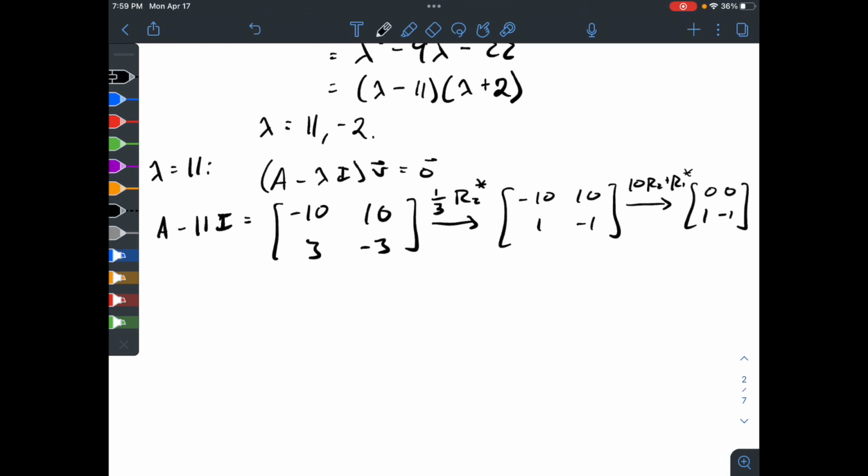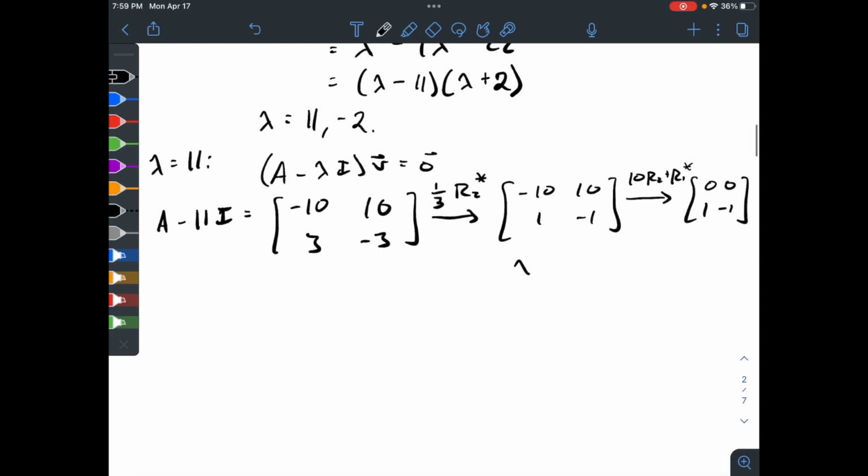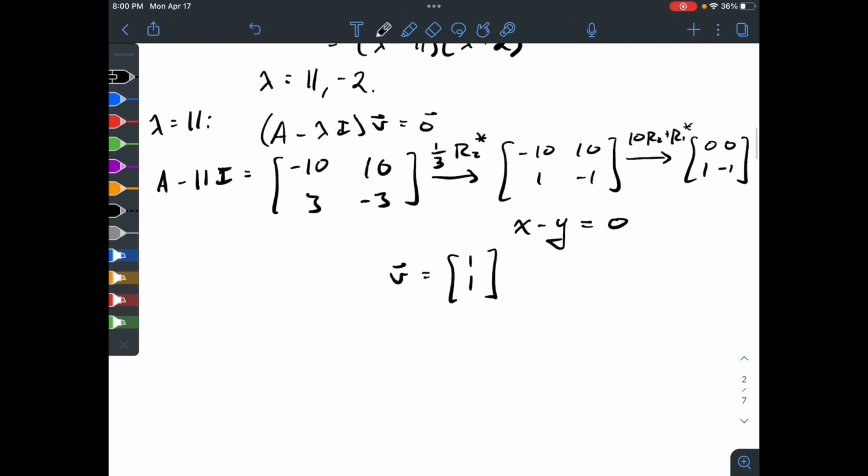Plenty of ways that you could go about doing that. Like you could scale down row 1 first and then 0 out row 2. It doesn't really matter. We end up getting that x minus y is equal to 0, so x is equal to y. And your eigenvector, you just have to choose any non-zero vector, (x, y), that satisfies that the x and y values are equal. So you could do (1, 1) or (2, 2). Anything other than (0, 0) would be fine.